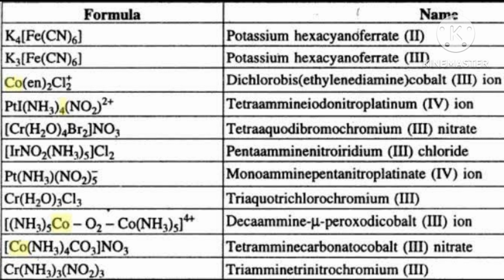And the last point. Last rule: the charge of the cation is balanced by the charge of the anion. Suppose the complex is a cation, meaning plus charge. Then the same number of negative charges should come in the form of anion. Then the cation is balanced by the charge of the anion.